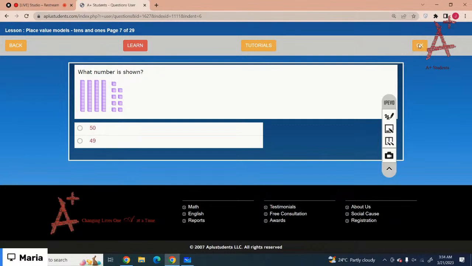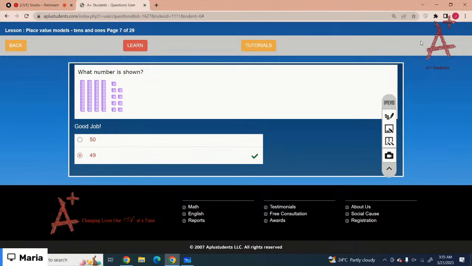Okay, what number is shown? Which is the correct option, 50 or 49? Which is the correct option? 1 to 40 and 9. Yeah, very good. It makes 49. So the correct option is 49.